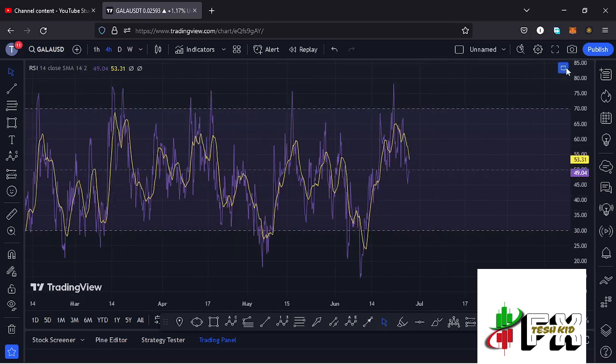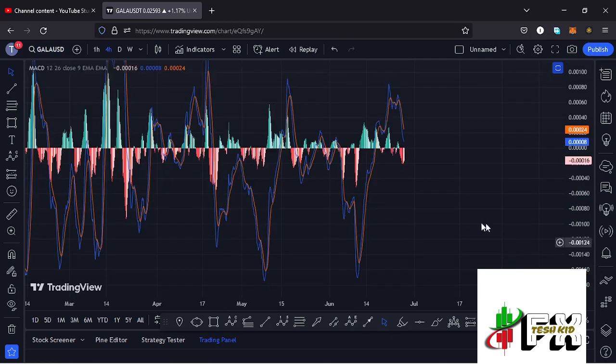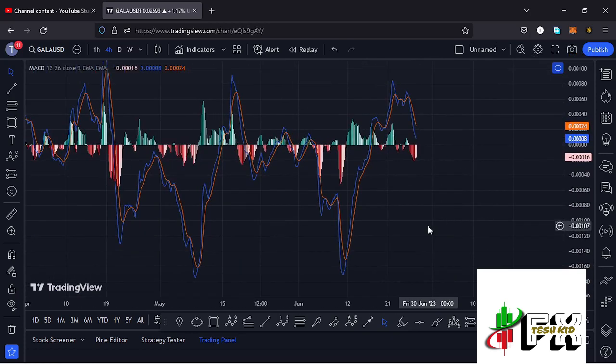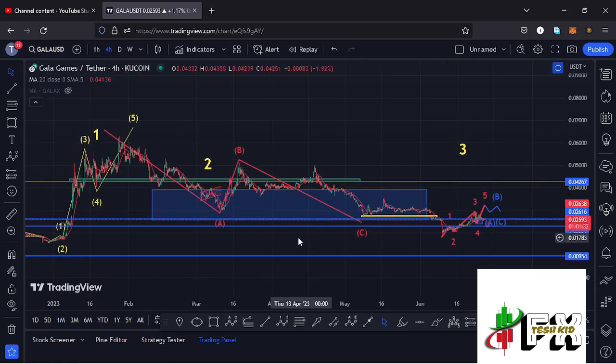On the indicators, on the RSI, we are trading at around the 49 mark. On the MACD, we have been able to print a bearish cross. So let's be patient and see how that plays out, and I'll be keeping you updated.